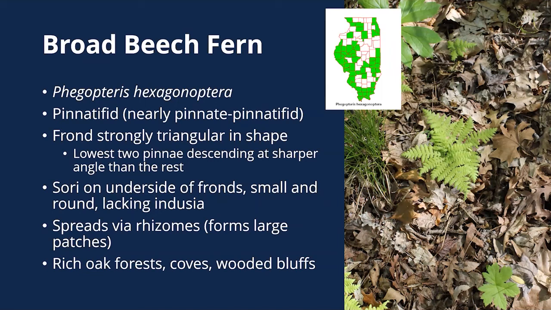It really looks different. The sori are on the underside of the fronds. They're small and round, and they really don't have any indusia on them. This one spreads a lot by rhizomes, so you'll see big patches of it. And you see it in rich oak forest, coves, wooded bluffs, sites with a lot of soil fertility is where you'll find this one.